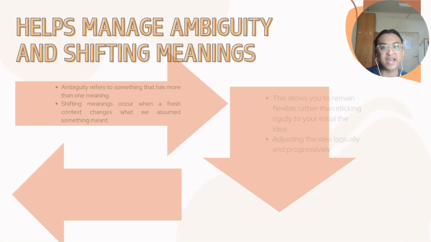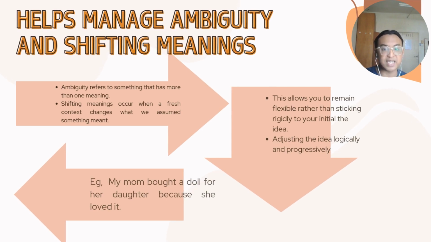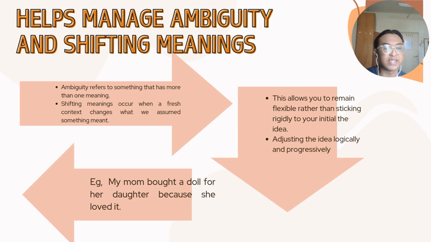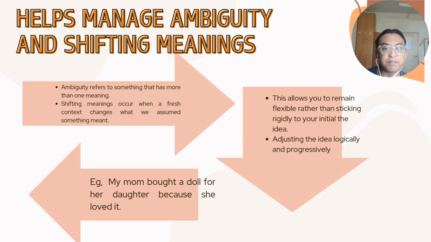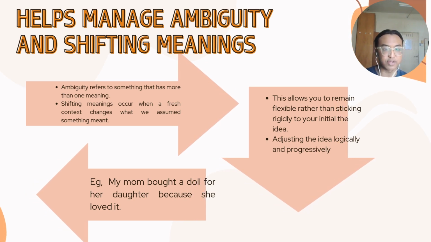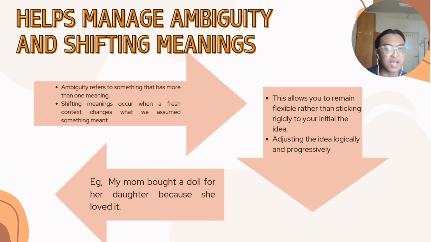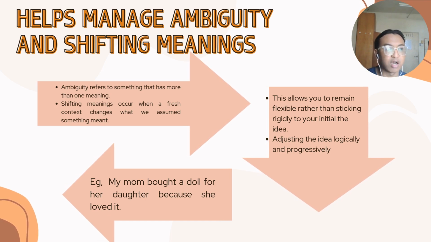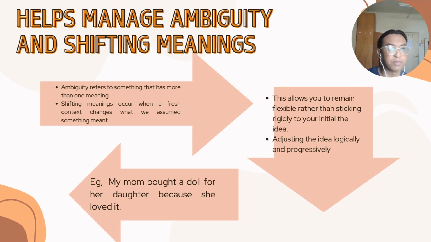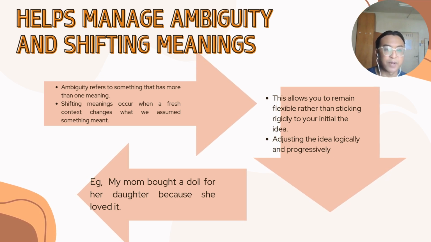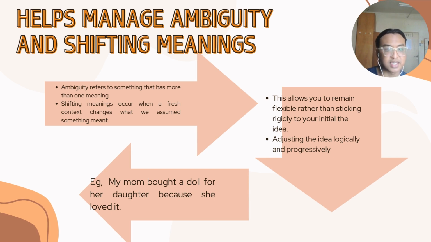So the second one is it helps manage ambiguity and shifting meaning. So what is ambiguity? Ambiguity refers to something that has more than one meaning. While shifting meaning happens when a fresh context changes what we thought or assumed something would be. So this technique of Bayesian thinking allows us to be more flexible rather than sticking rigidly to our prior or initial thoughts. The main important thing is we have to adjust the idea logically and progressively.